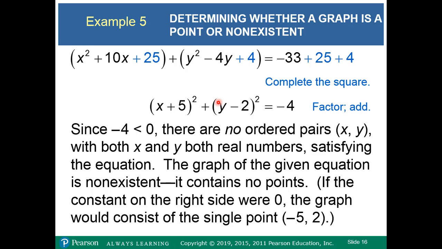If this turned out to be 0, then we would just have a point located at -5, 2. But since it's negative, there's no ordered pair xy that will make this true. So this is non-existent.